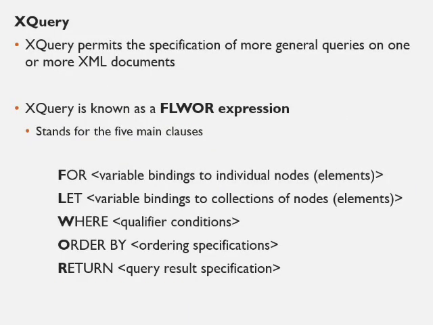Next one is XQuery. XQuery permits the specification of more general queries on one or more XML documents. XQuery is known as a FLWOR expression. FLWOR is abbreviated as for, let, where, order by, return. For and let can appear one or more times in a single query. Where and order by appear zero or at most one time in a single query. Return will appear exactly one time in a single query expression.